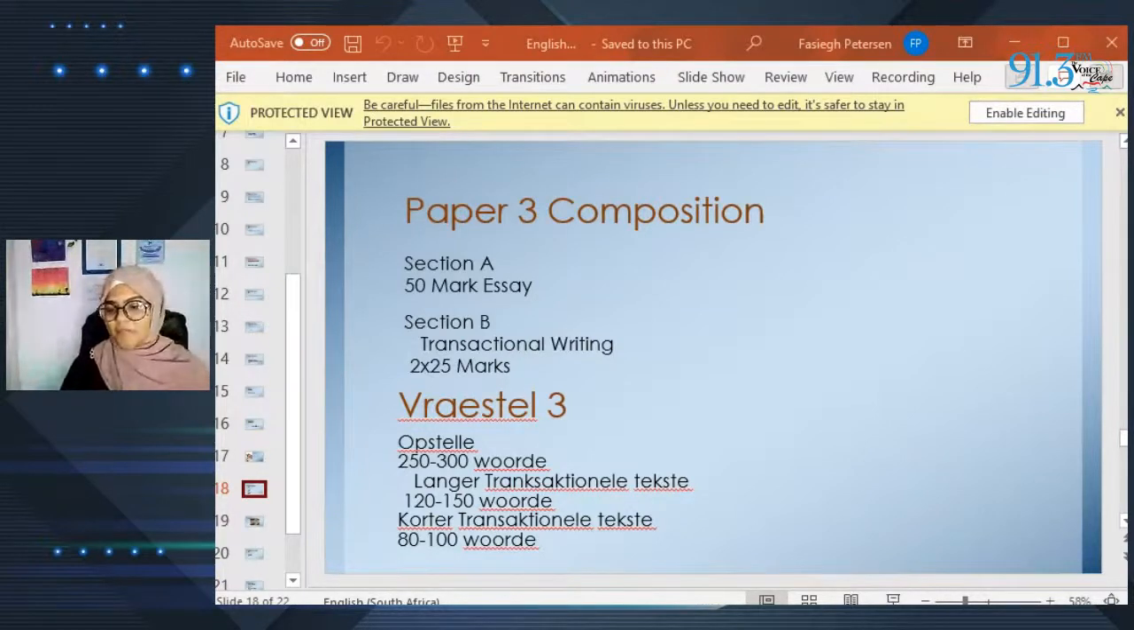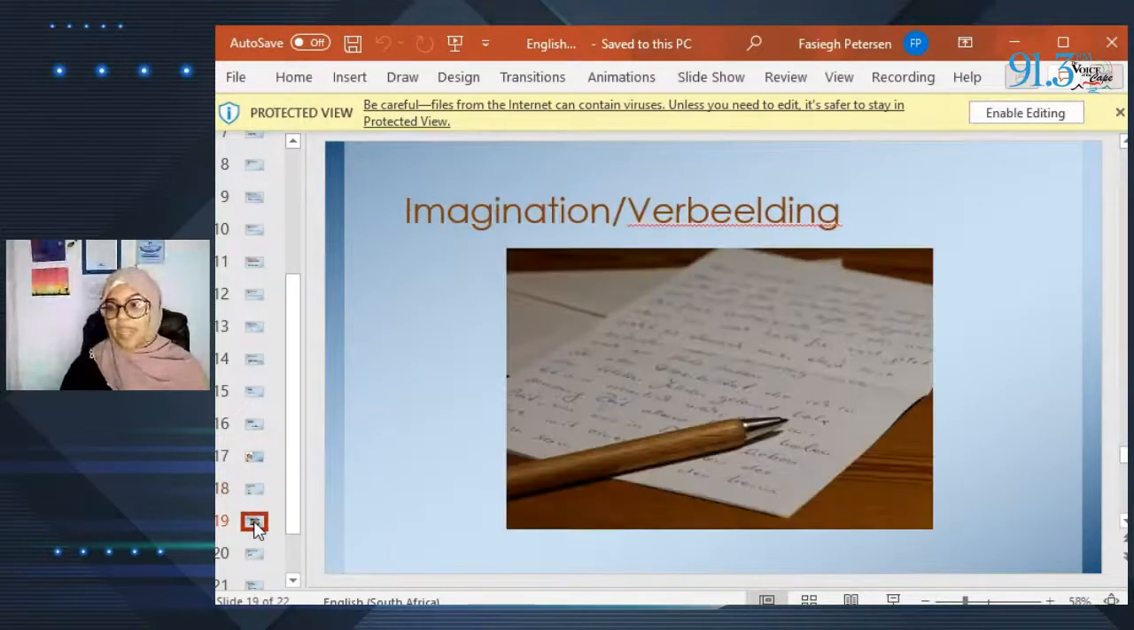So then to the next slide, we actually start with something. This is maybe a short activity that you can try to do in order to practice for paper 3. Before you actually write, the most important thing about writing and creative writing is that you need to practice with your imagination.